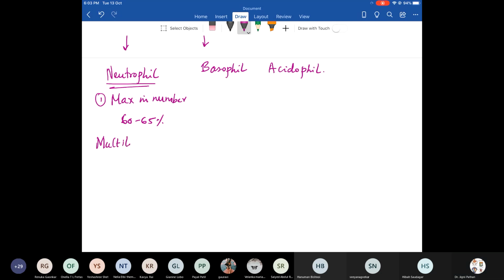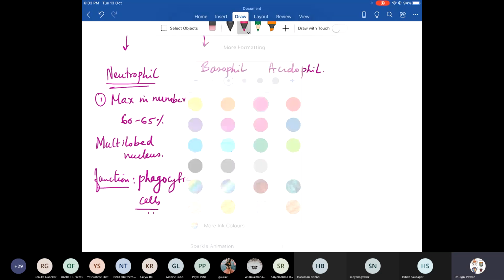Multi-lobed nucleus. The main function is phagocytosis. They are phagocytic cells. They help in defense mechanism.